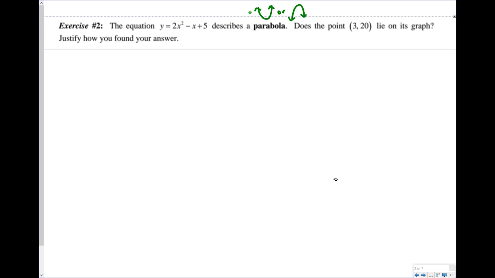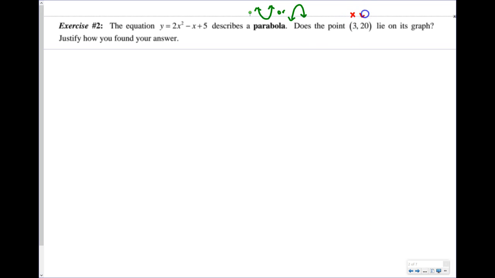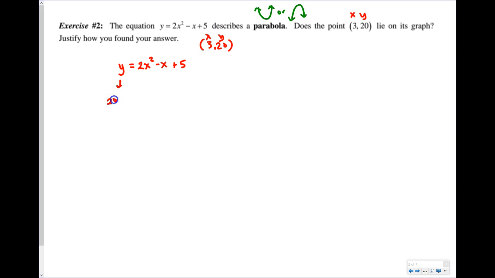Okay, now there's two ways to do this. If you were in class right now and not at home, you could plug this equation into your calculator and see if the point (3, 20) is on the table. But we can also plug the point (3, 20) into this equation and see if it works. So I'm going to label my point. This is the x and this is the y. So my equation, y equals 2x squared minus x plus 5, and I'm going to plug in the point (3, 20). This is the x, this is the y. So instead of a y, I'm going to plug in 20, and instead of the x, I'm going to plug in 3.